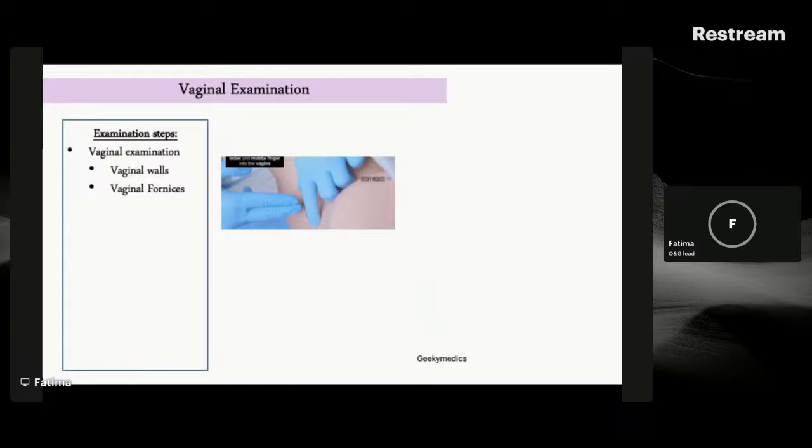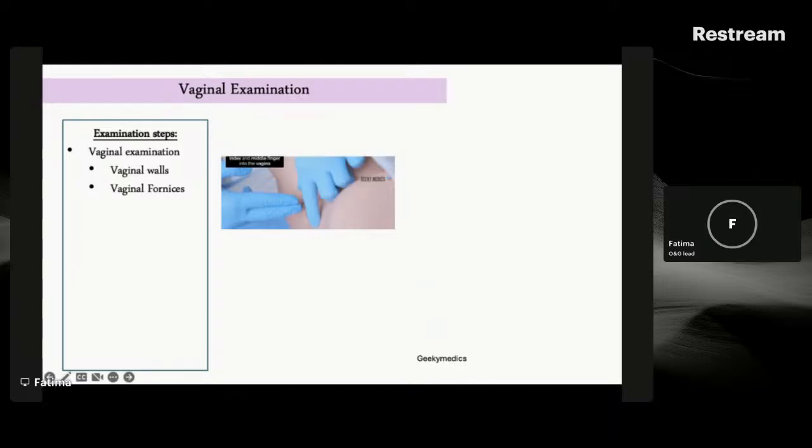So you lubricate the gloved index and middle finger of your dominant hand. You carefully separate the labia using the thumb and index finger of your non-dominant hand. And with your palm facing laterally, you gently insert the gloved index and middle finger of your dominant hand into the vagina. And then you're assessing the vaginal walls. So you're palpating the walls of the vagina for any irregularities or masses.